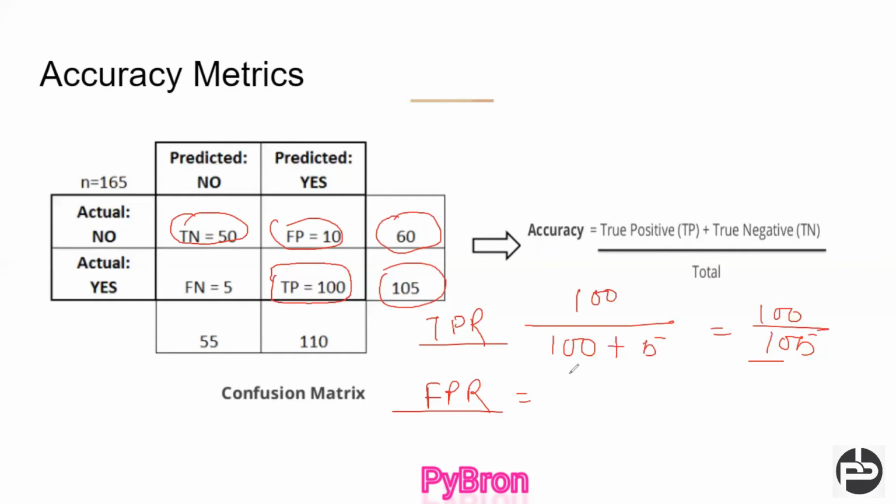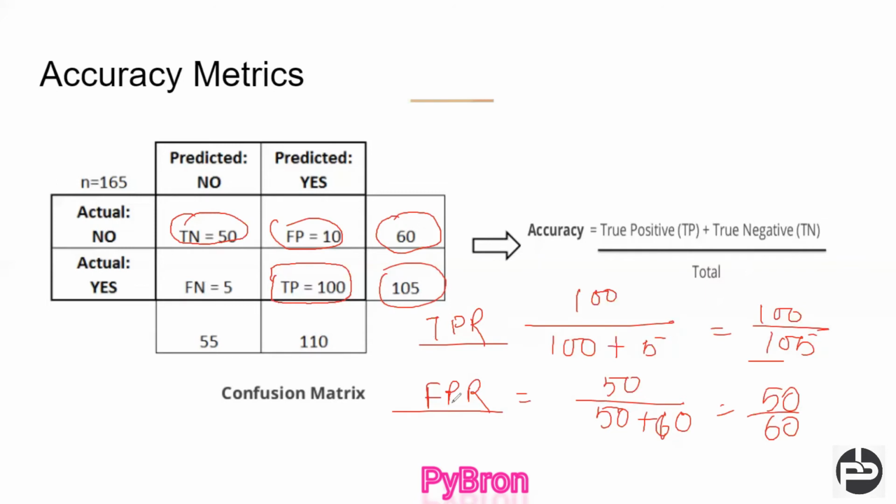So what will be the false positive rate? 50, true negative, meaning truly identified that she is not pregnant, divided by total, meaning 50 plus 10, equals 50/60. This is the false positive rate, right? Correct. Hope you understood TPR and FPR.